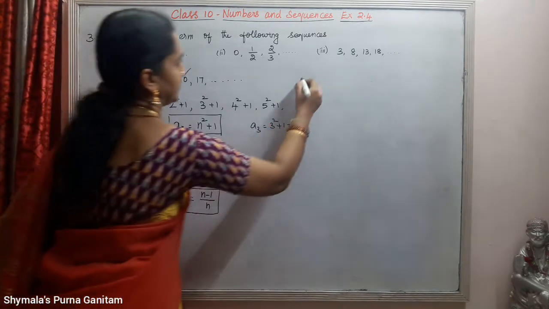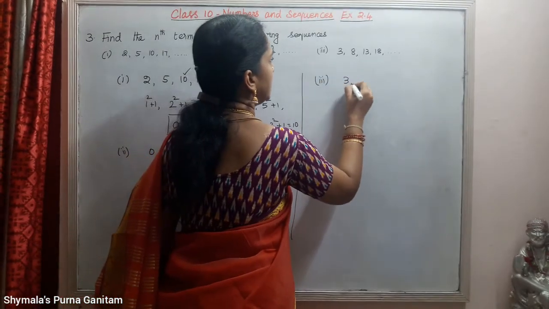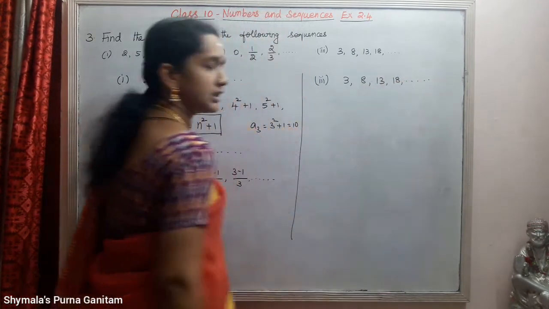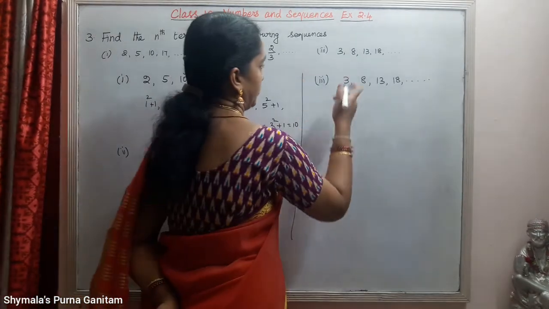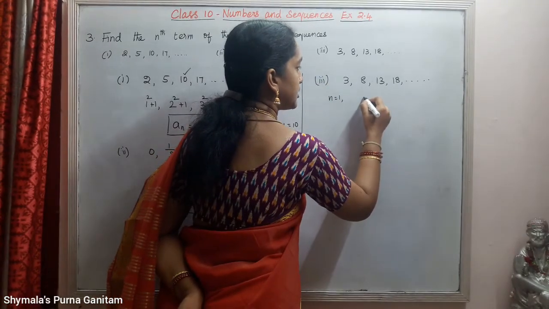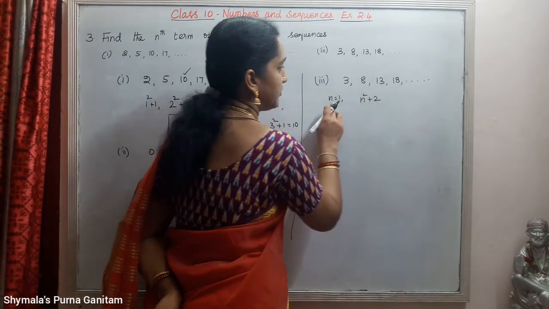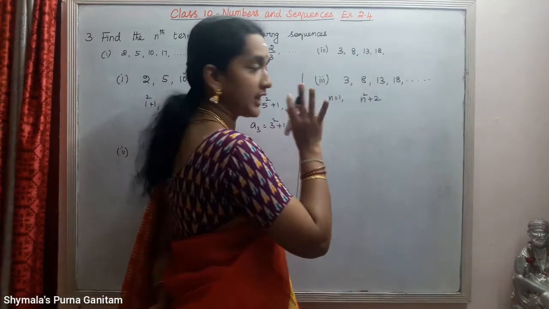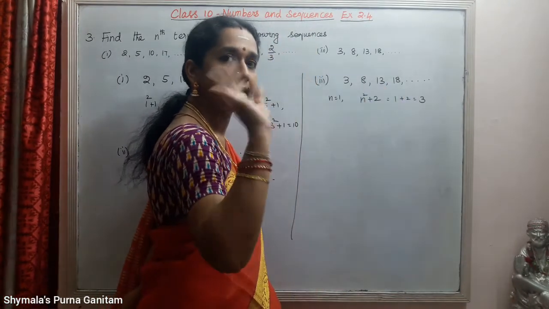Then the third sum. The first two sums are over. The third sum is 3, 8, 13, 18, like that we are getting. So here, for example, if we are taking n is equal to 1, the first term. If we take n squared plus 2, with n as 1, 1 squared plus 2 is 3 we will get.